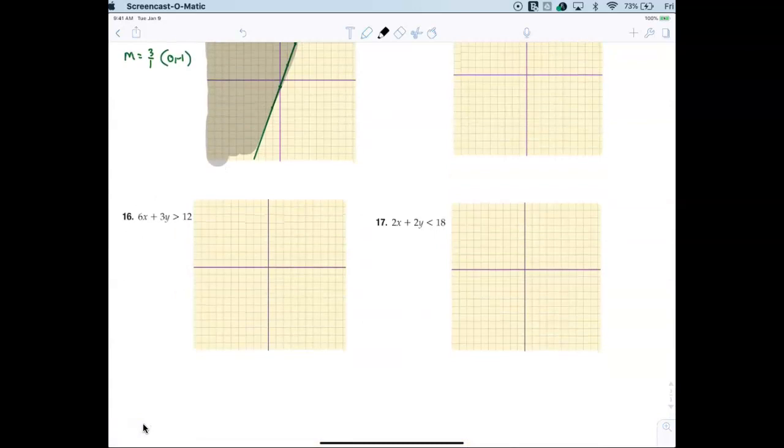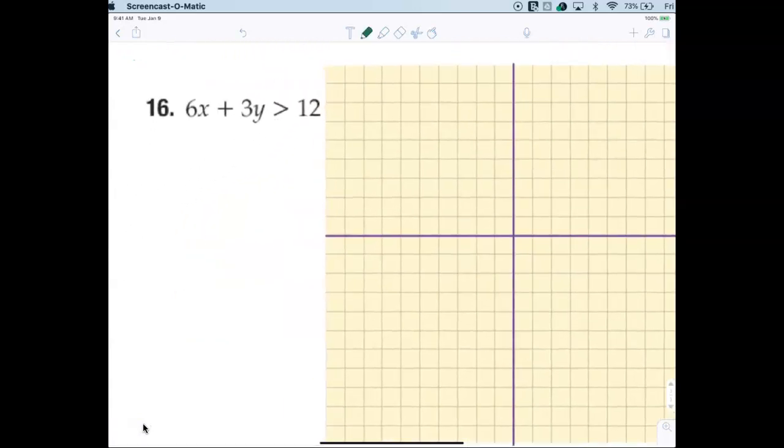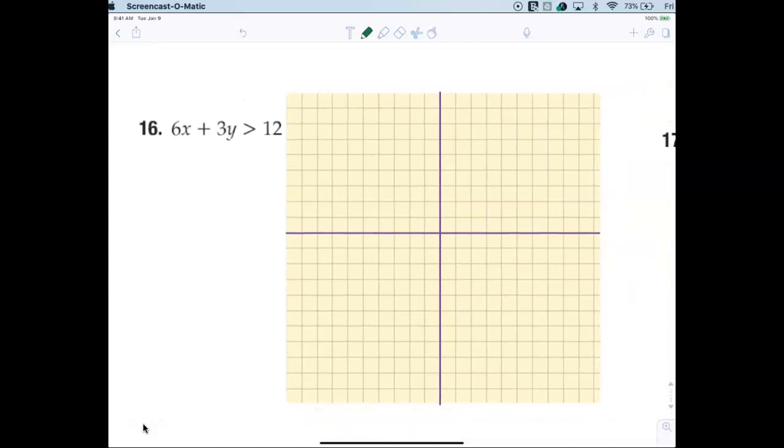All right, so 16. We got some problems here because it's not in the right format. So I have to move what? Move the 6x. So now we say 3y is greater than, whoa, no, -6x plus 12. Now I do what? Divide by 3, and that's what?